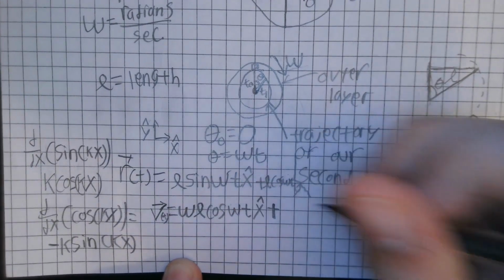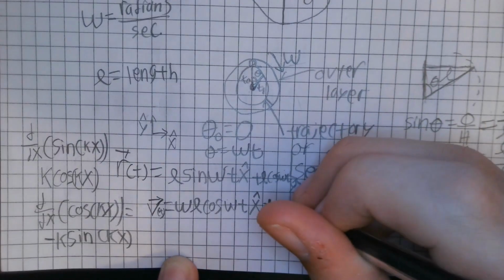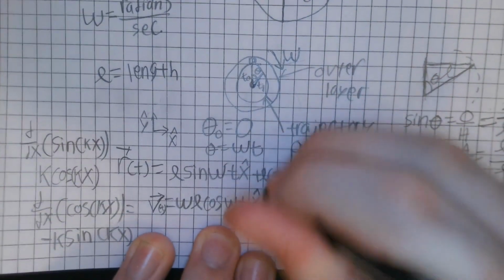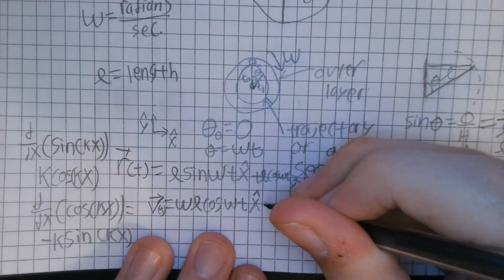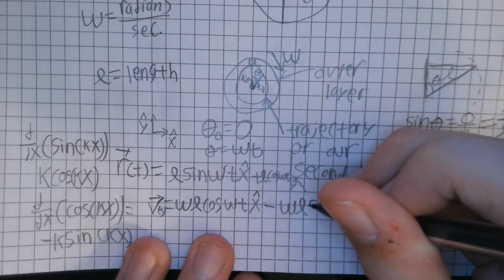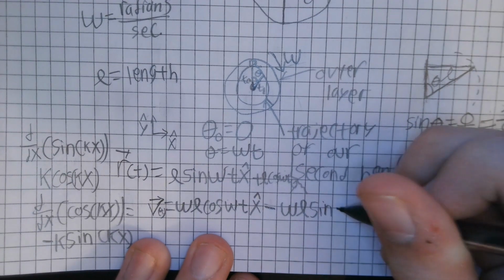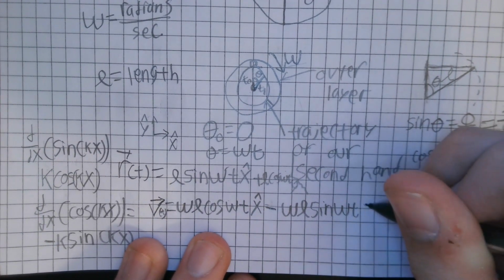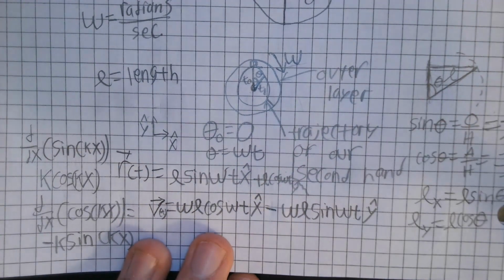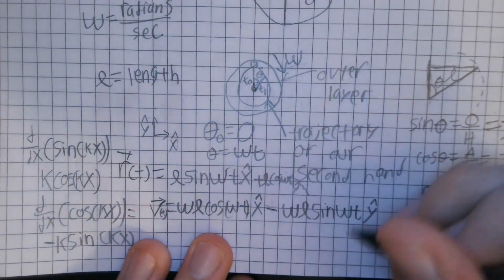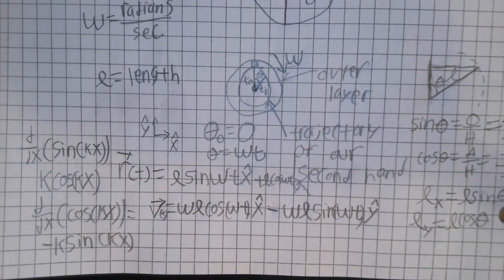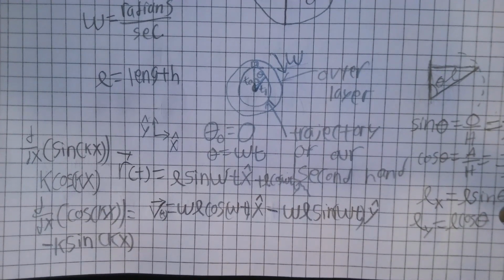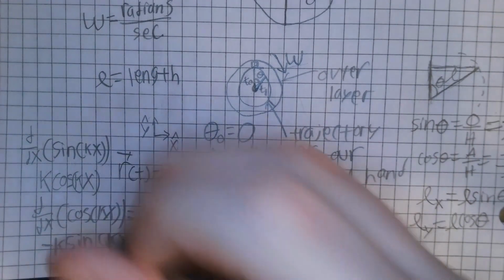And this will be the velocity in the x-hat direction. Minus omega L times the sine of omega t in the y-hat direction. Okay, and I'll put parentheses just to make what's in and out of the sine function a little bit more clear. Sorry if that wasn't clear. Okay, and now we're just going to basically do the same thing again to find acceleration as a function of time.